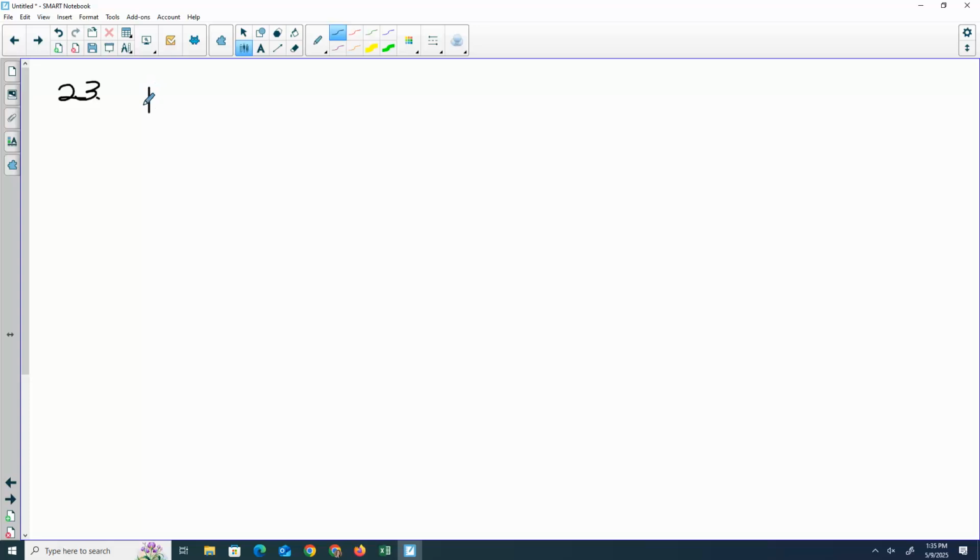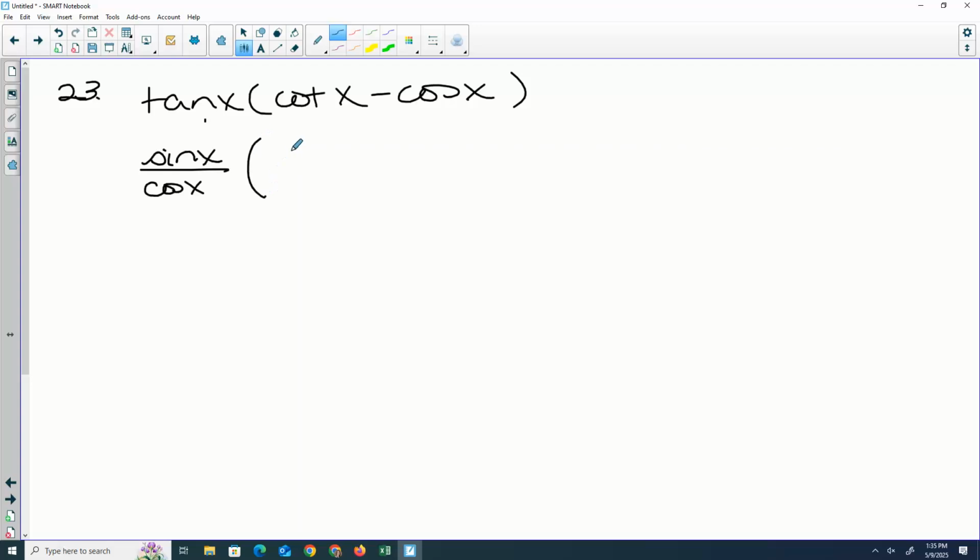Three. So, I wanted to simplify this. What did you guys do first? Tangent is sine over cosine. What is cotangent? This is just a regular cosine. If you want, you could say it's over 1.